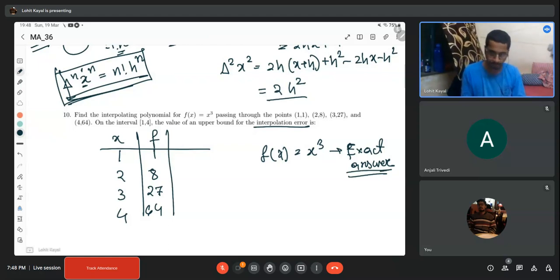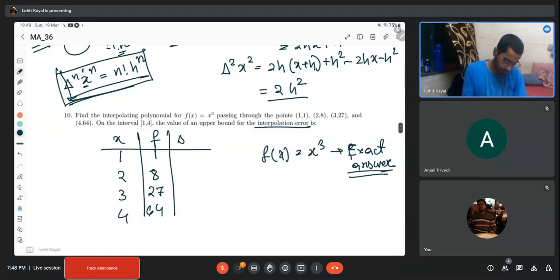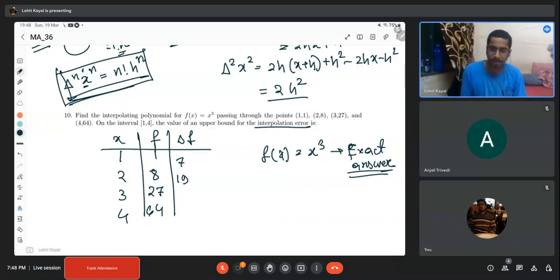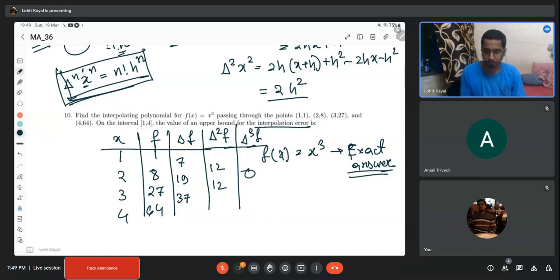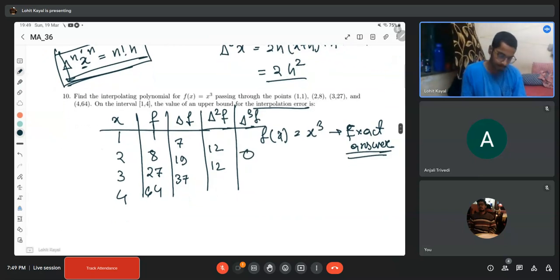You can build a table if you like. So it will be delta f: 7, 19, and what is 64 minus 27? It is 37, right? Delta square f will be 12, 12, right? Delta cube f is 0.